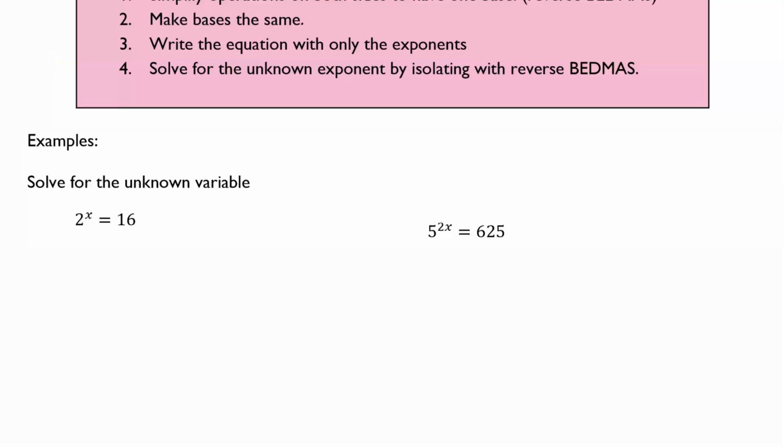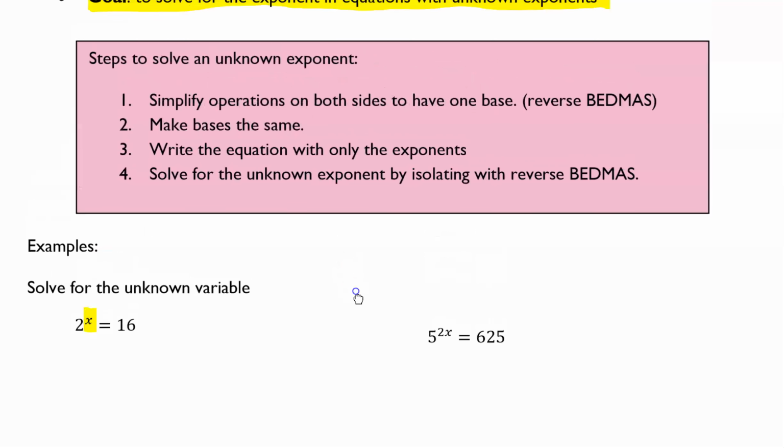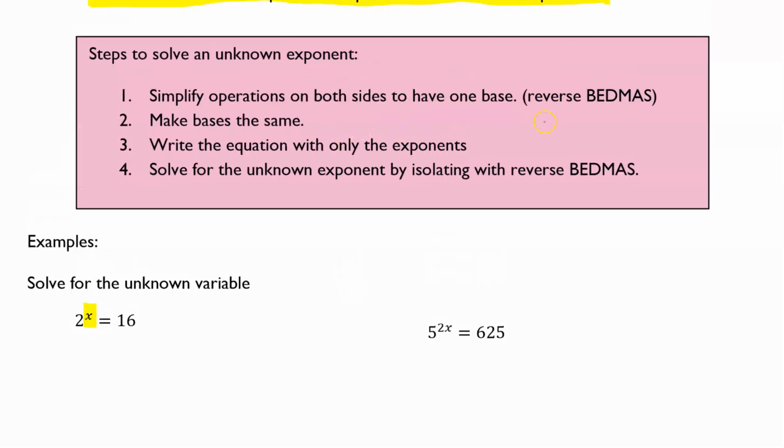So you can see that the variable we're trying to identify is an exponent. So this is an exponential equation. Okay, and to solve for it, first off, simplify operations on both sides to have one base. Okay, we have one base. We've got a 2 here and we've got a 16. So first step is done.